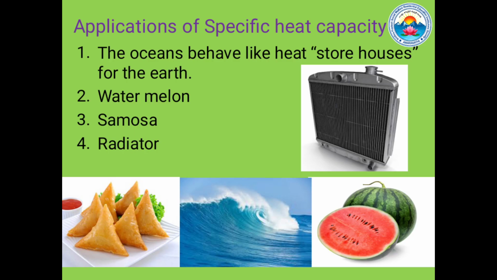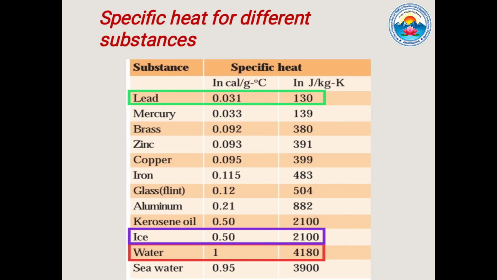Okay, applications, how many applications are there? 4. Very good. One is oceans behave like a storehouse for the earth. Second one is watermelon is very cool. Very good. And third one is samosa. Samosa ingredients have very high specific heat compared with the outer surface of the samosa. Next one, fourth one is what? Radiators. Radiators sometimes break. That's why water is used as coolant in radiators, because water has more specific heat.